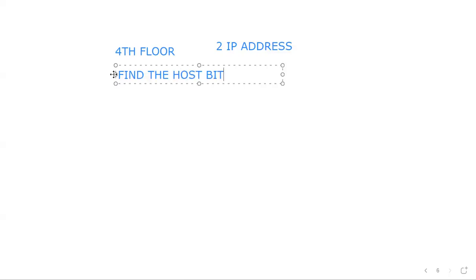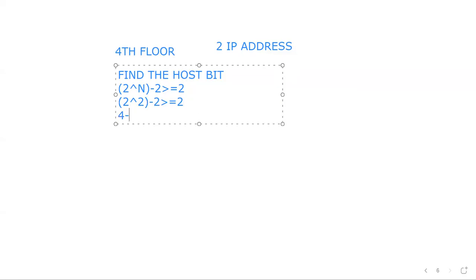Then for the fourth floor, we have to assign 2 IP addresses. Starting with the same step, find the host bit. 2 to the power n subtract 2 is greater than or equal to 2. 2 to the power 2 subtract 2 is greater than or equal to 2. 4 subtract 2 is 2, greater than or equal to 2. The value of n is equal to 2. Right?